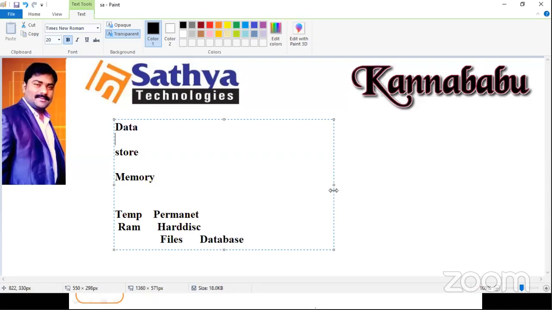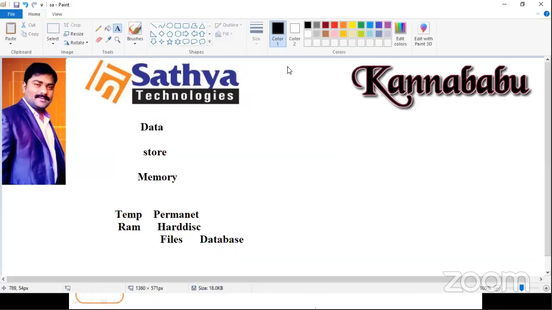You can ask me, sir, why two memories are there? If you want to perform any operations, then RAM is important. RAM is required to perform any operations on data. And for storage purposes, if you want to store the data permanently, then hard disk is required. Is it clear? So whenever you want to perform any operations on data, we need to store the data. In order to store the data, we require some memory. This memory is basically divided into two types: one is temporary memory, the other is permanent memory.